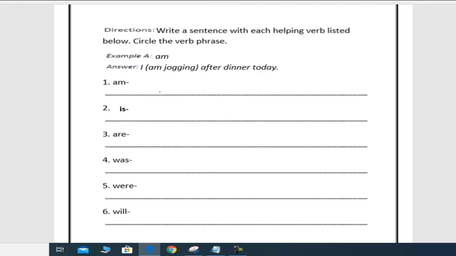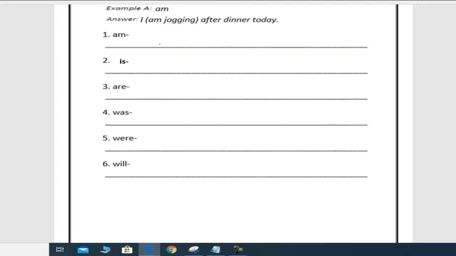Number 4, was. Megan was practicing for the show, and the verb phrase will be was practicing. Number 5, were. They were watching the news, and the verb phrase will be were watching. Number 6, will. The students will submit the projects, and the verb phrase will be will submit. And now let's move to the next topic.